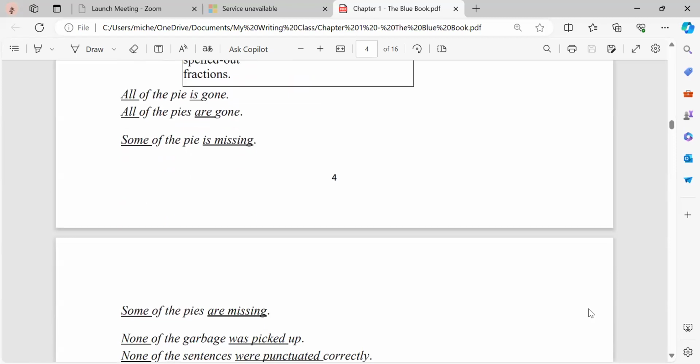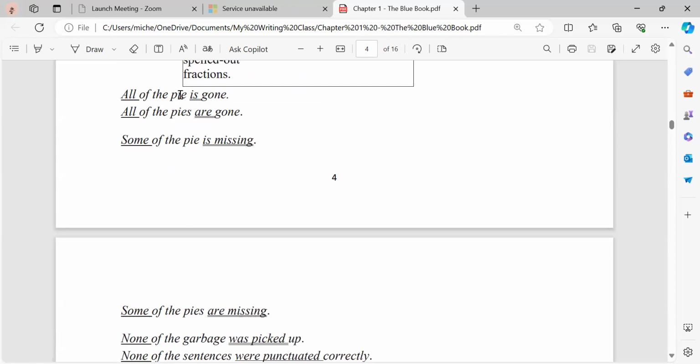So I think most of you are catching up already, and most of you probably understand this already. But I'm just going to keep going for this example. Of the pie is gone, of the pies are gone. Like the previous sentence, we know that this pie right here is singular, meaning that it is supposed to be a singular verb as well.